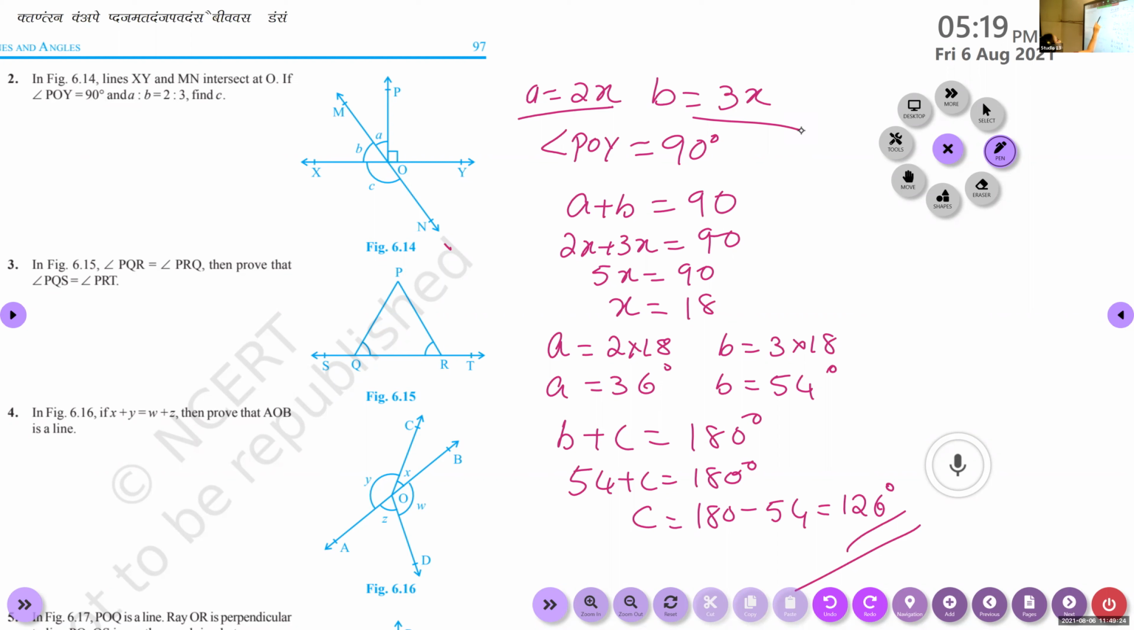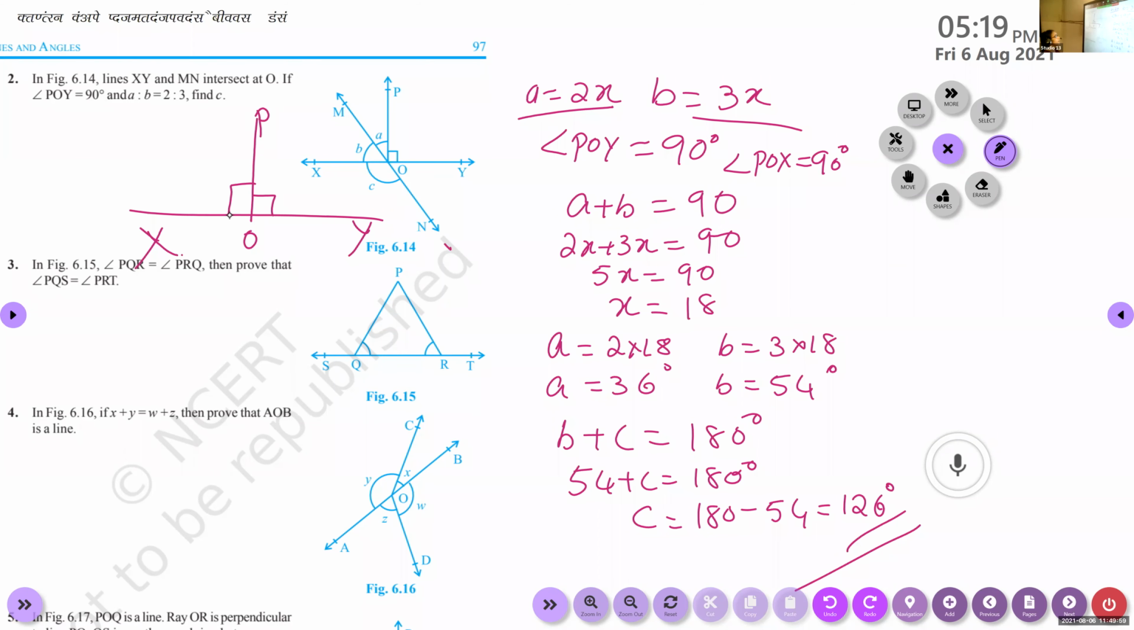But A plus B is 90 degrees. POY is 90 degrees, so POX is also 90 degrees. So you better write here angle POX equal to 90 degrees. That is A plus B equal to 90 degrees. This is Y, here it is X, this is P, O. Given that POY is 90 degrees, so POX is also 90 degrees.